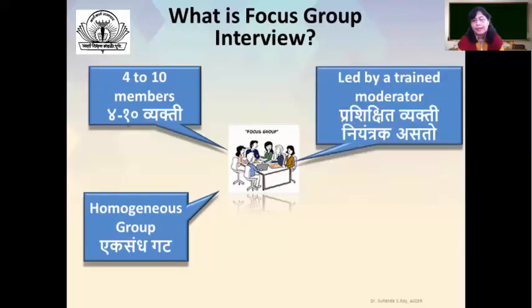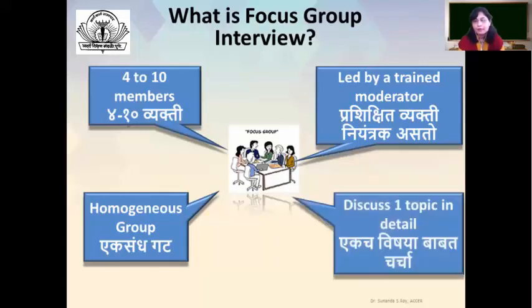It is led by a trained moderator. We will be discussing the roles of the moderator in detail later. And whatever topic is there, it is only a single topic. So there is a focus on the number of people and the topic, and therefore it is called a focus group interview.